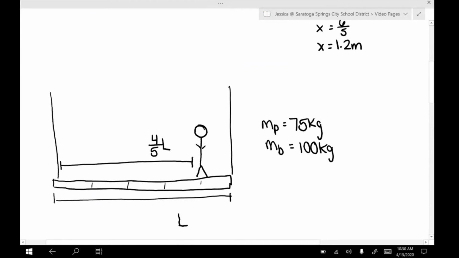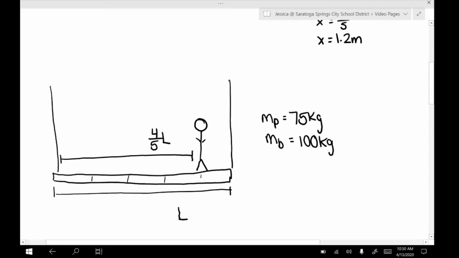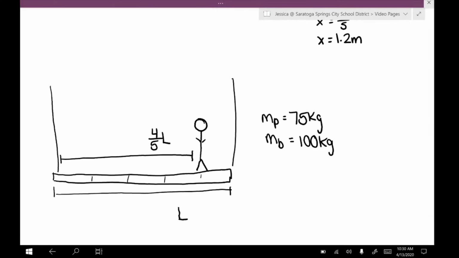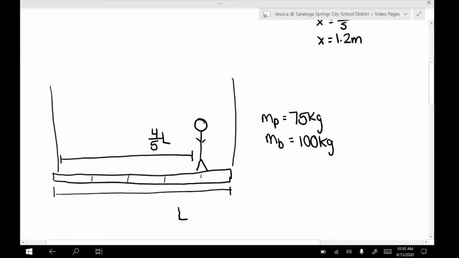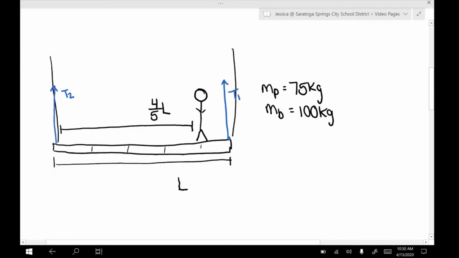The next hardest problem might be our standard window washer problem. In this problem, we are usually looking for the tension in the two support cables. Again, we're going to start with a free body diagram. I'm going to label this as T1, and I'm going to label this as T2. Then it looks like the board that the person is standing on has mass, so I'm going to label that as FG and B.